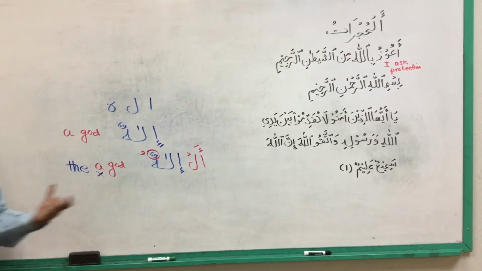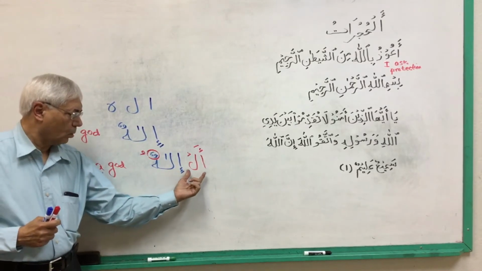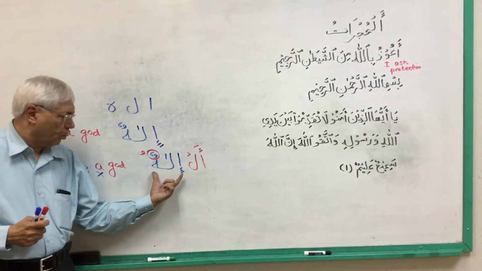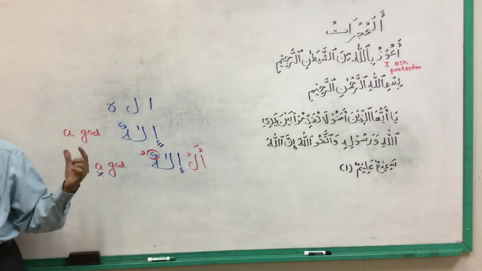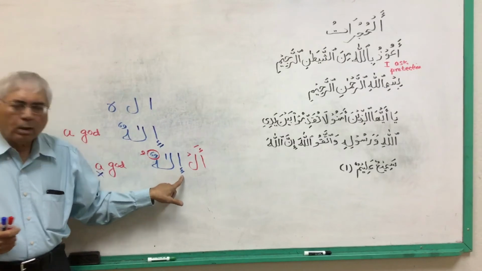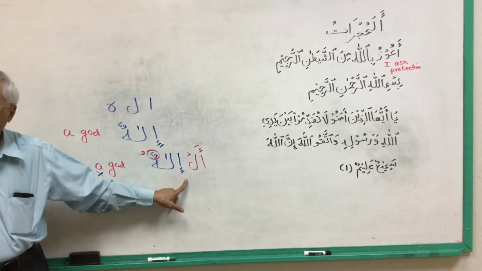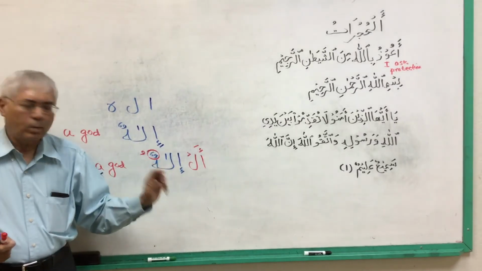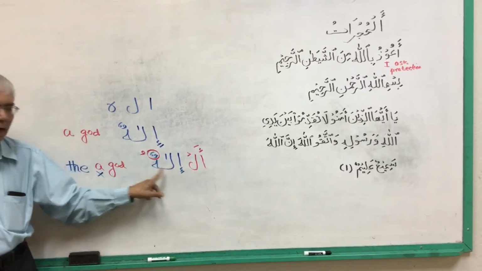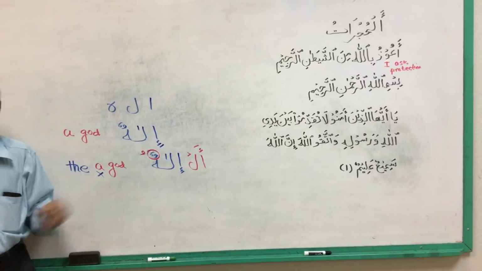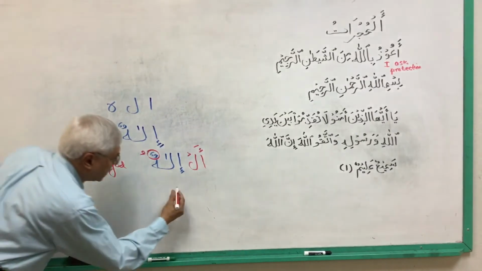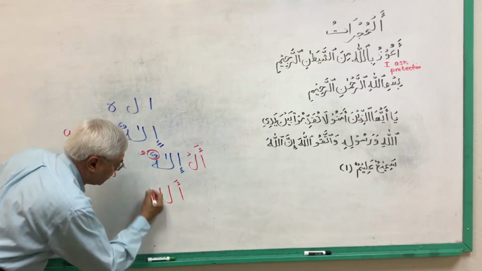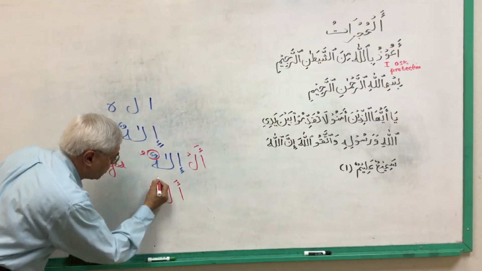Now we are going to pronounce this. Whenever we put al before a word that has alif in the beginning, we do not pronounce this middle alif, and we'll see a lot of examples of that. So what is left now? Al, la, hu. Okay? So this will be written this way. Allahu.